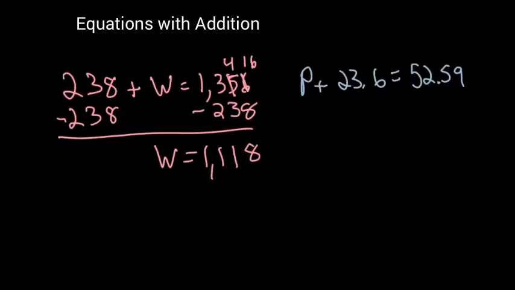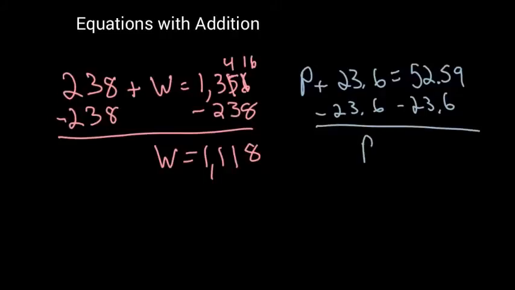So the same thing on the second one. We have P plus 23 and 6/10 equals 52 and 59 hundredths. So again, opposite of adding 23 and 6/10 would be subtracting 23 and 6/10. So 23 and 6/10 minus 23 and 6/10 gives us 0, so we just have P. And then we subtract the 52 and 59 hundredths minus 23 and 6/10.